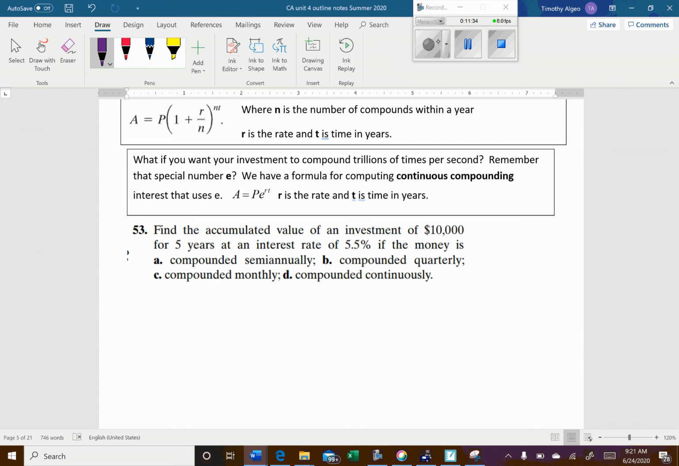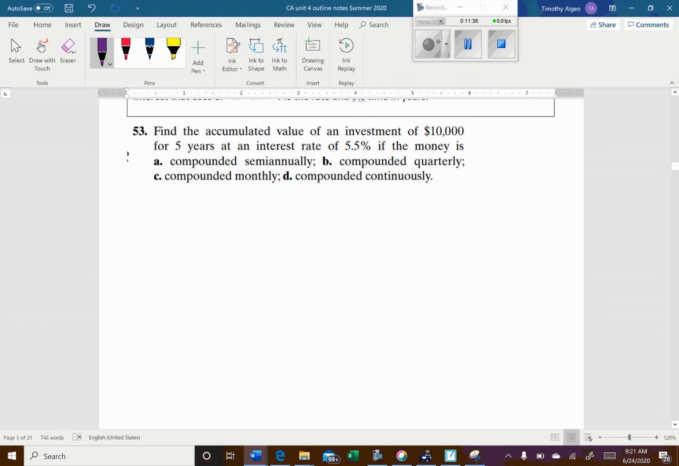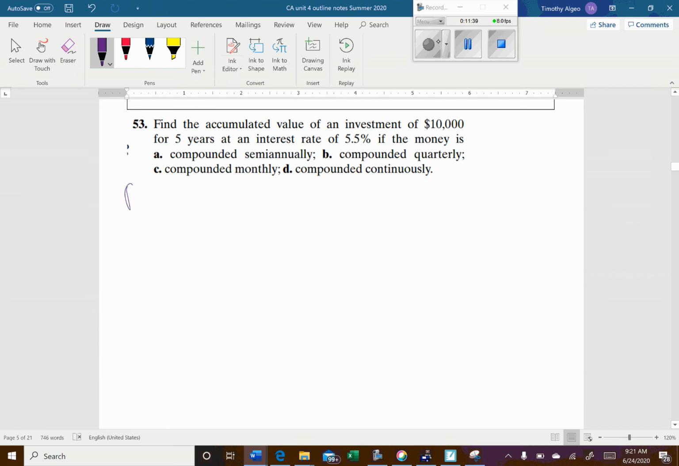So what I'm going to do here is write out my knowns. I know that I have $10,000 that we're going to invest. I know that it's going to be for 5 years, and I know that my rate of return is 5.5%. So I have to write that as 0.055. You always move the decimal spot to the left 2 spots. Those values are not going to change, but now we have parts A, B, C, and D. That is going to be different. That's going to affect my n value, the number of times I'm going to compound it.